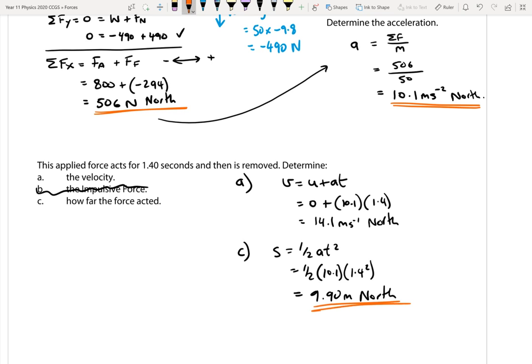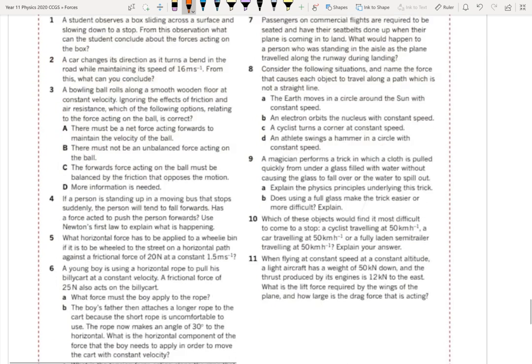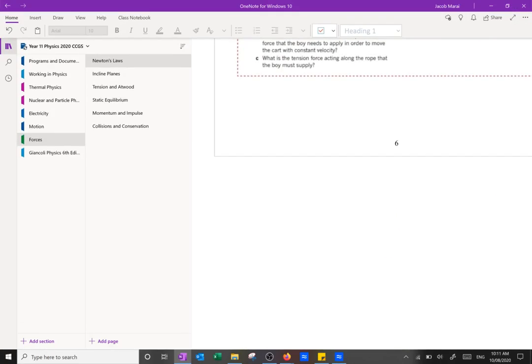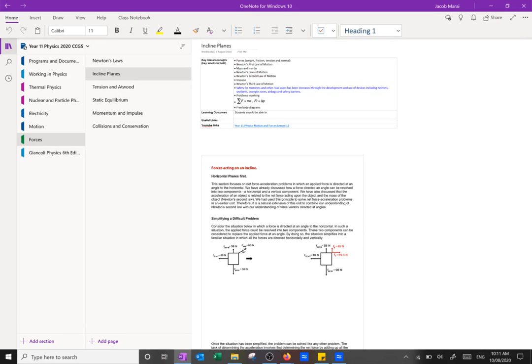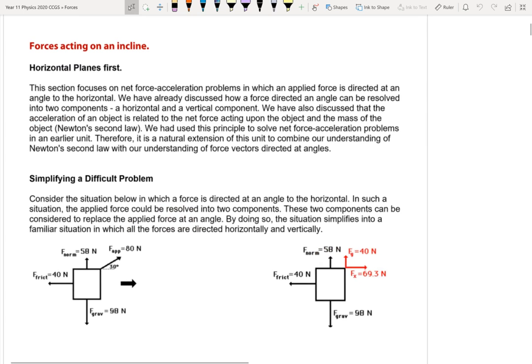Okay. So remember, guys, we can't just forget everything that was learnt in weeks 10, 1, 2, and 3. We're learning a little bit more, and we can then apply it back to our accelerated motion equations. There's some homework for you to do some other time. Let's get into inclined planes, because this is where the magic happens. Horizontal planes first.